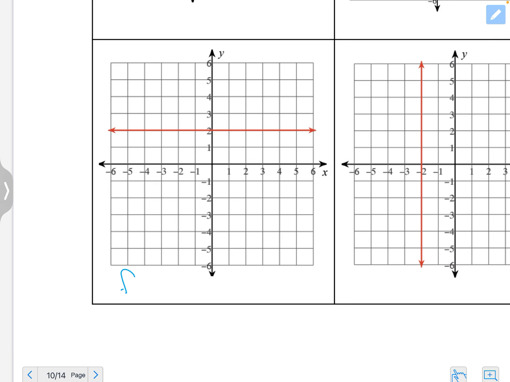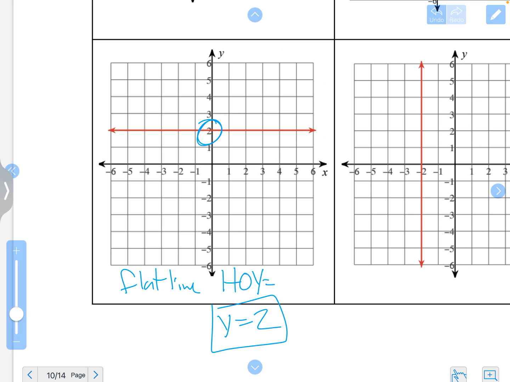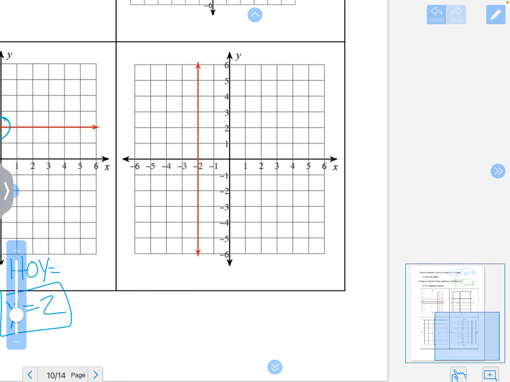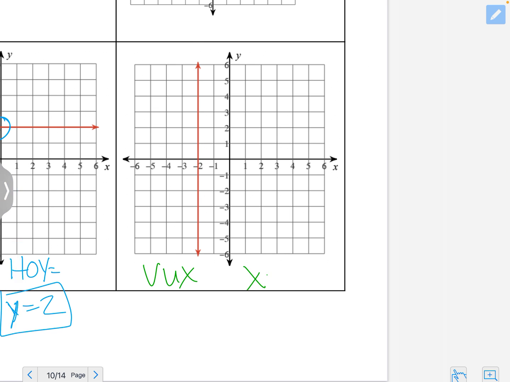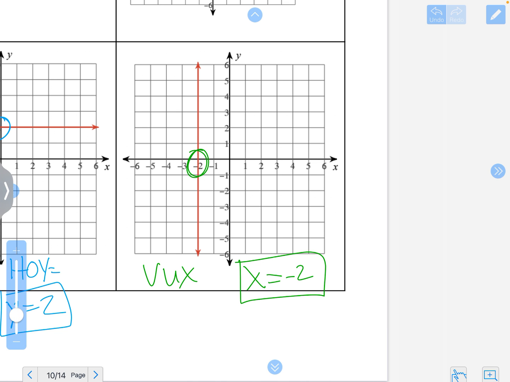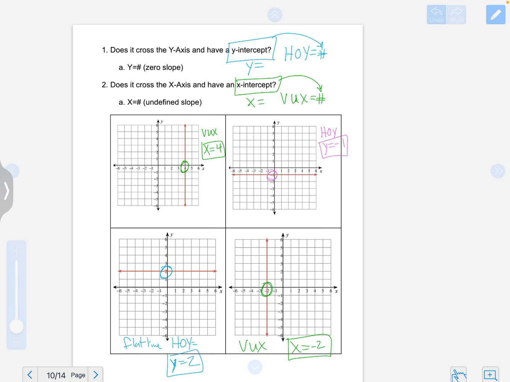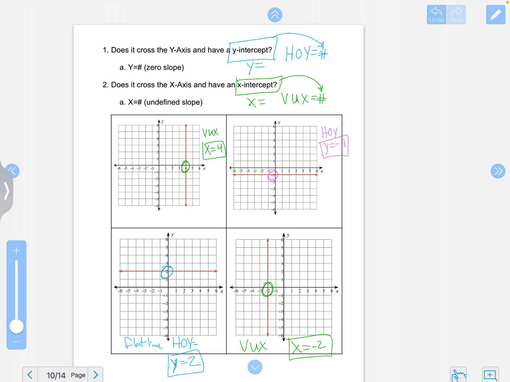Here we have a flat line. That flat line tells me that it's a HOY because it's horizontal and it's touching the y-axis. So its y equals is going to be where it touches the y-axis, and so y equals 2 is our equation of this line. So this one, we've got a vertical line or a VUX, which means it's going to be x equals, and x equals -2. And there's not a lot to this, you just have to know the trick.